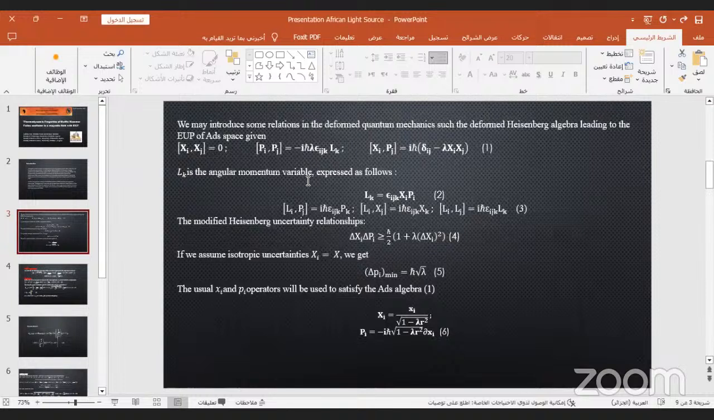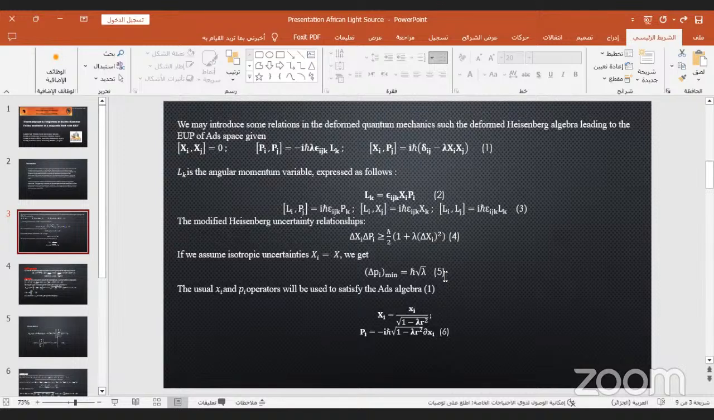So these are some relations in the deformed space given in the Heisenberg algebra, leading to the extended uncertainty principle in the anti-de Sitter space in the following equation. And L_k is the angular momentum variable, expressed as follows in the second and third equations. The modified Heisenberg uncertainty is given in the fourth equation, as we can see, with delta x and delta p_i. If we assume isotropic uncertainties given in this form, we can get the minimal uncertainty in the momentum by the fifth equation.